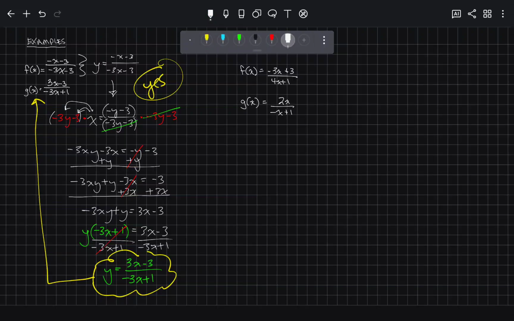So let's go ahead and take a look at another one. And I'm going to choose f of x again, because why not? I'm going to rewrite it. Y equals (negative 3x plus 3) over (4x plus 1). Then I'm going to rewrite it with the variables swapped, and we're going to follow the same process.